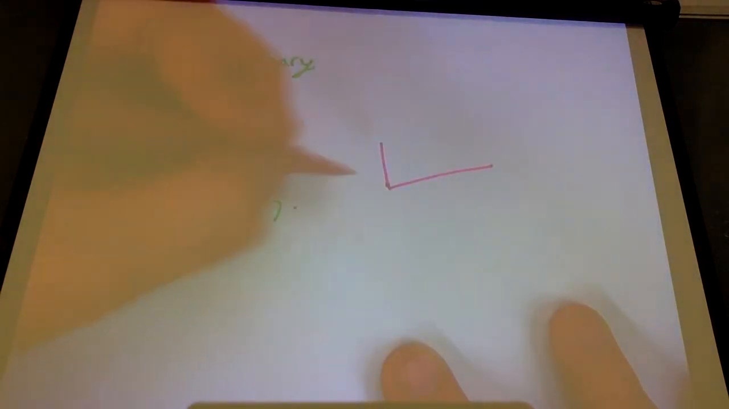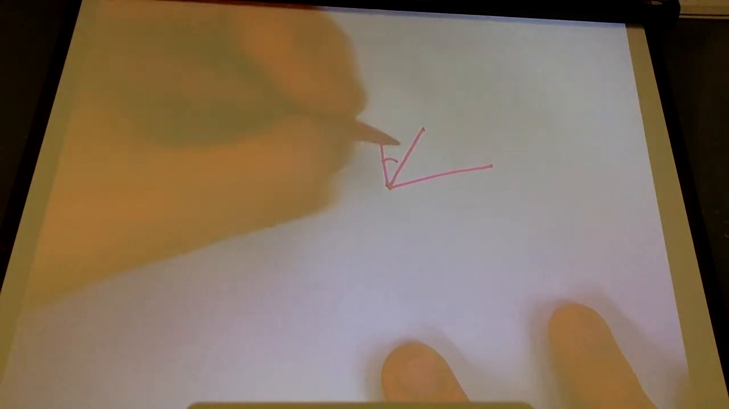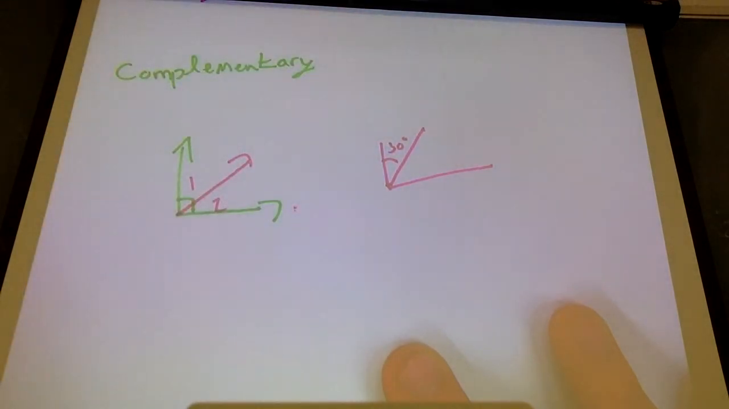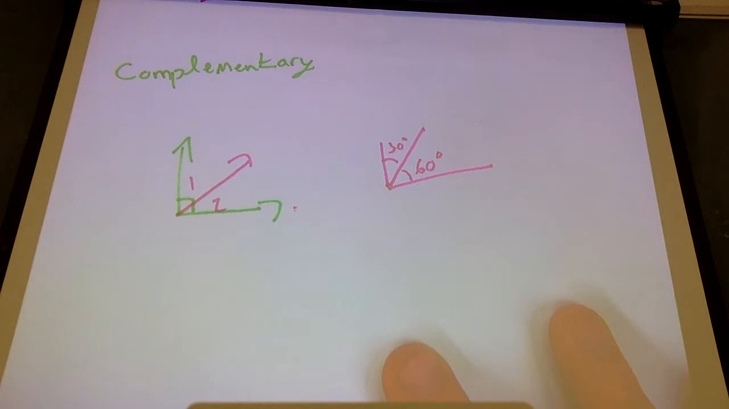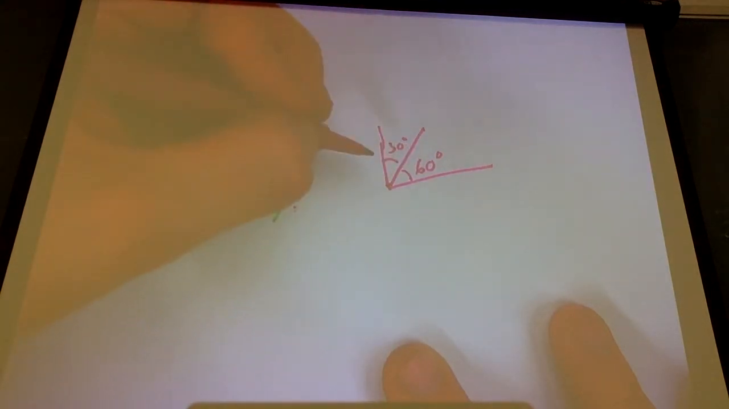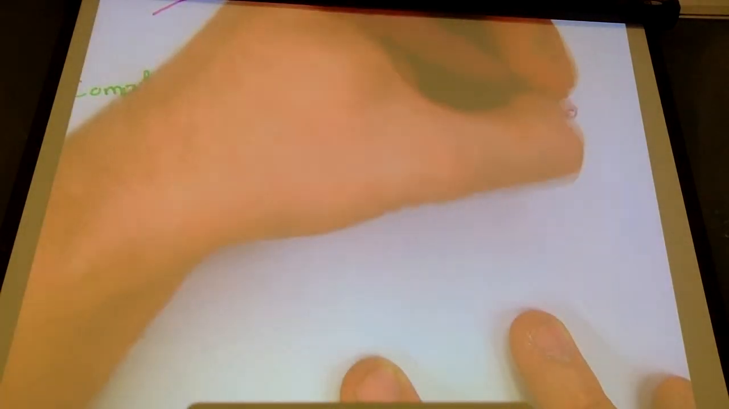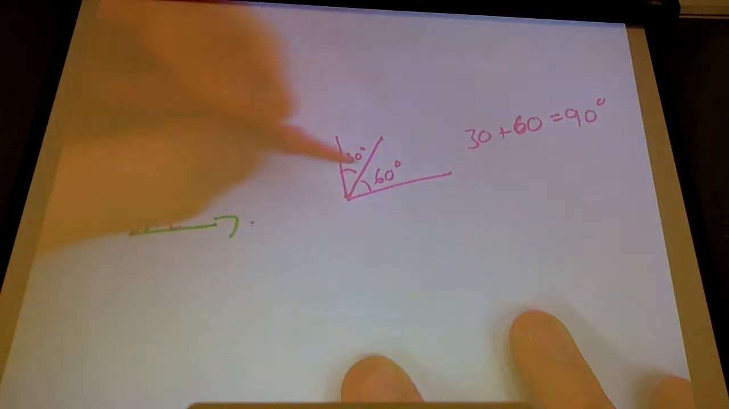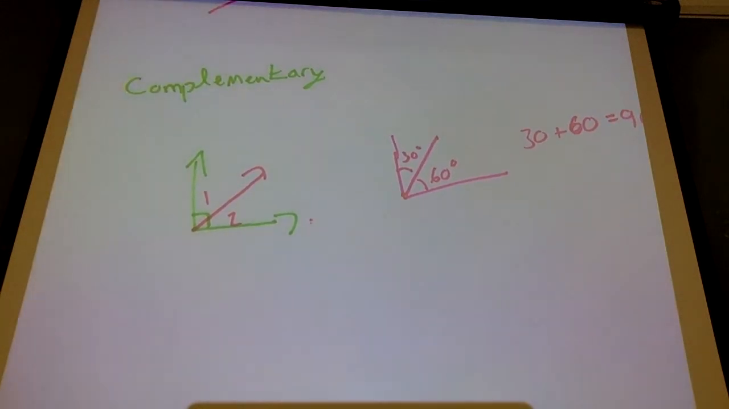Likewise, if I have something that looks like this, and I tell you that the measure of this angle is 30 degrees, and that the measure of this angle is 60 degrees, well, if I add up these two angles over here, 30 plus 60, that gets me 90 degrees. Well, then it turns out that this angle here and this angle here, these two were complementary angles.